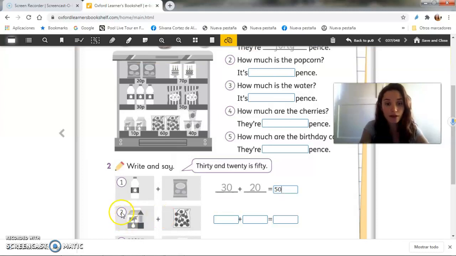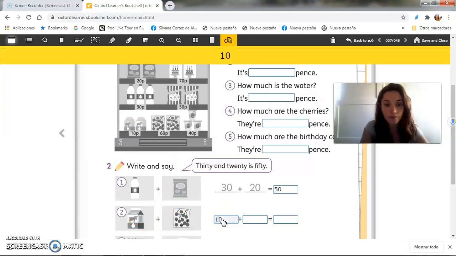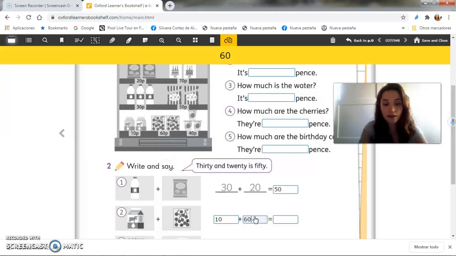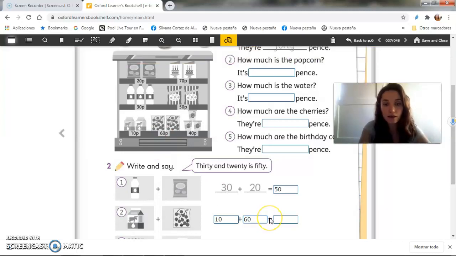Then, look at number 2. This is the milk. Milk es la leche. How much is the milk? 10. And the cherries, 60. And 60 is, very good, 70.